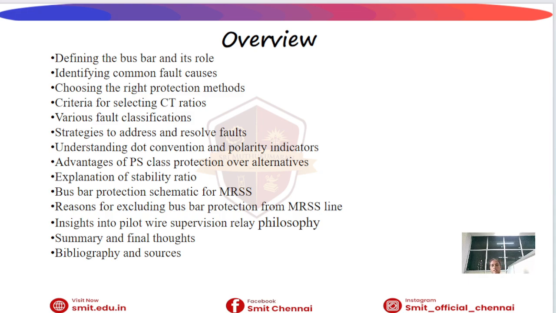So, overview: defining the bus bar and its role, then identifying common fault causes, choosing the right protection methods, criteria for selecting CT ratios, and various fault classifications, then strategy to resolve the faults, understanding dot convention and polarity indicators, advantages and explanation of stability ratio, then bus bar protection schematic for MRSS, then reasons for excluding bus bar protections, insight into pilot wire supervision, summary and final thoughts, and references and sources.